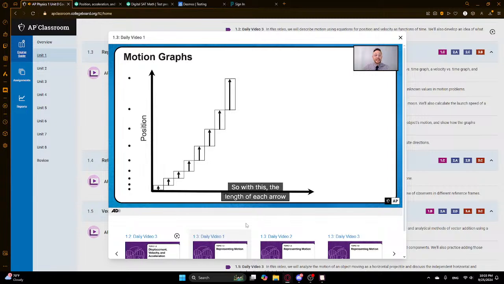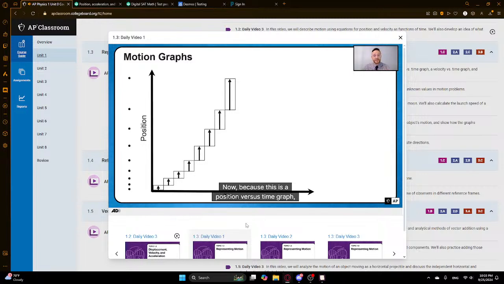So with this, the length of each arrow is how far the car moved in a given time interval. And that width represents those equal time intervals that we had. So this graph is showing an object with an increasing displacement per unit time.